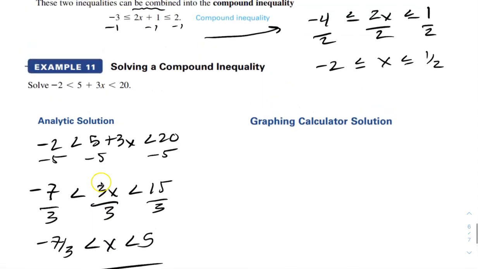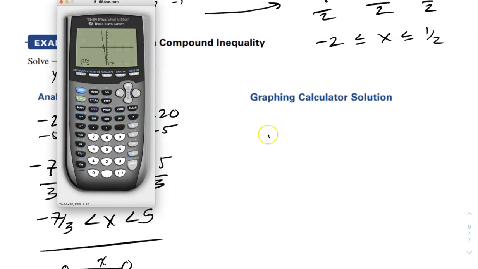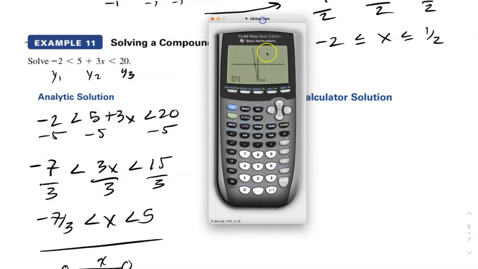Now how do I do that with the calculator? Now with the calculator, what happens here is you make this 3 equations. You make this y1, y2, and y3. So that's how we're going to do this with the calculator. So let me bring out my calculator. So you go to Excel. It's probably a little more complicated with the calculator than it should be. But we're going to make 3 equations here, -2. Again, since it's in front, I'm going to do a negative, not a subtraction sign. Then we do the middle, 5 plus 3x. And then we're going to do 20.